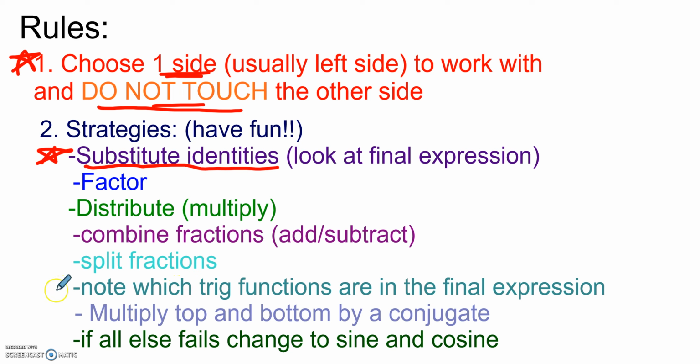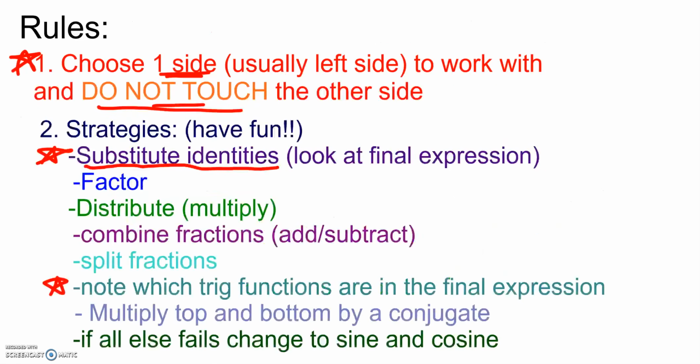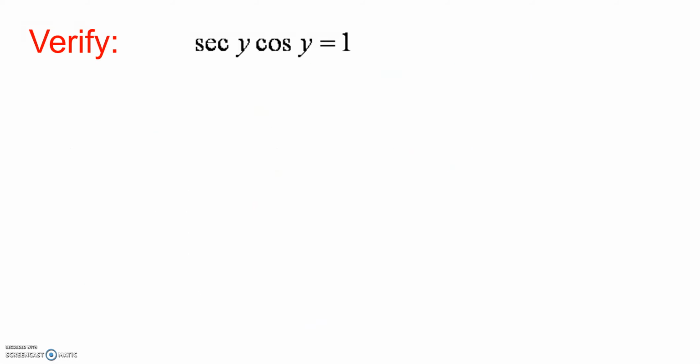And something that's good about this particular unit is, if we go back to this example, note which trig functions are in the final expression. So if we look back at this example, we have cotangent and tangent. You'd have to ask yourself, what can I do to get secant and cosecant? Or if you started with this, what could I do to get cotangent and tangent? A couple other things we can do is use a conjugate. And just like last video, when all else fails, change from sine to cosine. The best way to learn these is to do them. So let's get started.